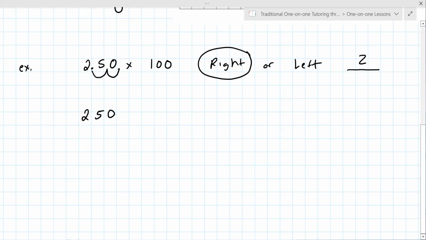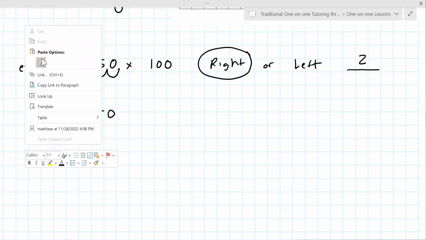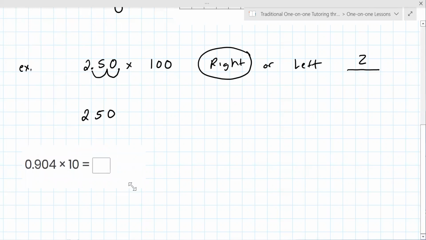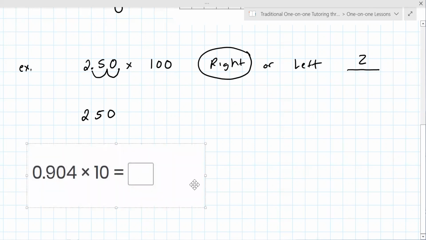So this is an example. Let's do another one here. I'm actually going to grab this from your assignment. This looks like it's for tomorrow, so you can be a little bit ahead here. So here's the next one. It says 0.904 times 10.